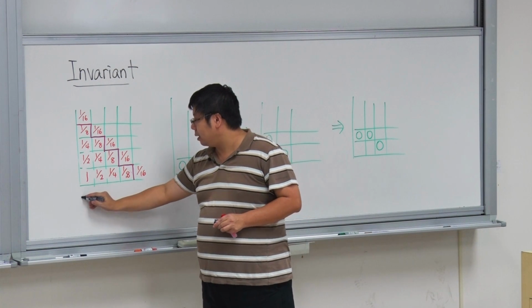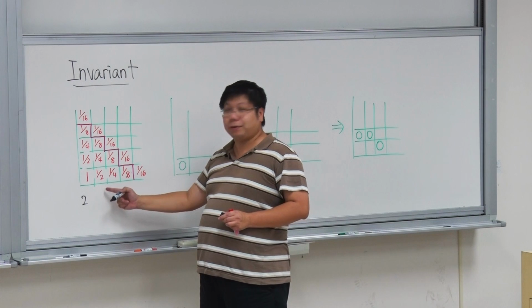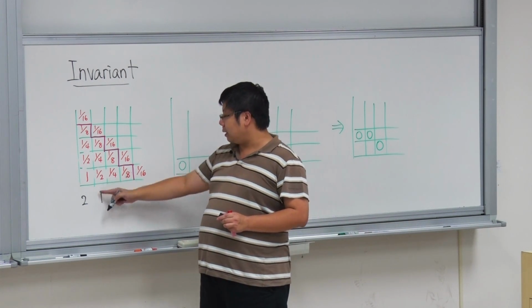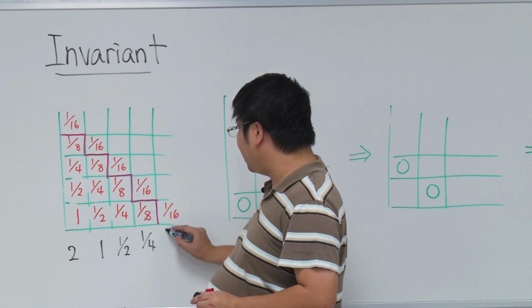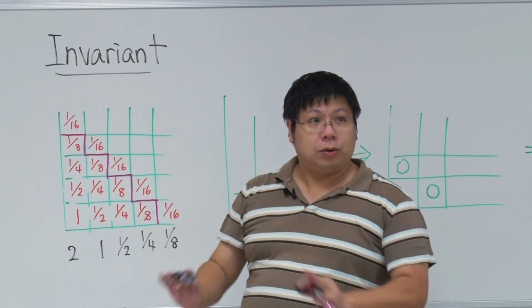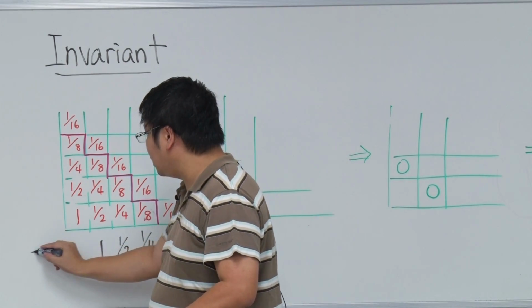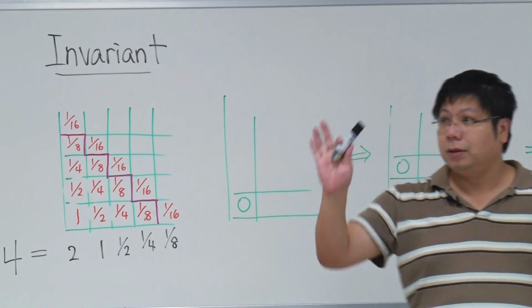2. Okay. And then for the next column, we get half of it, right? So we get 1. And then the next column, we get 1/2. And then the next column, we get 1/4. And then the next column, we get 1/8. Is that okay? So in the whole board, if you sum them up, it is equal to 4. This is the whole board.